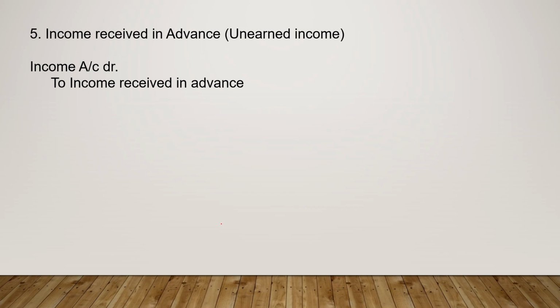This one is also related to income, but here it is income received in advance, which means income which is not related to the current year but related to next year. It has not yet been earned. You can also call it unearned income. So you have not yet earned it, but you have received that money. To understand it, let us take an example. Suppose a property has been rented out by the business. So this is a property of the business.